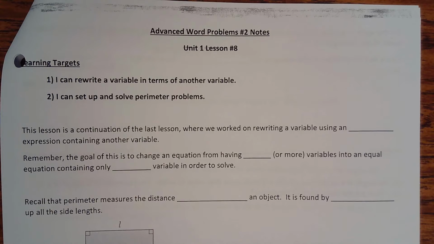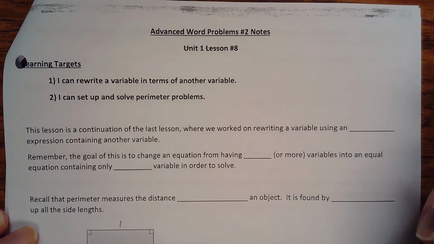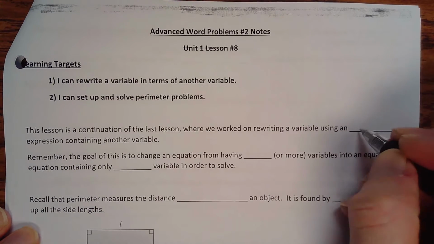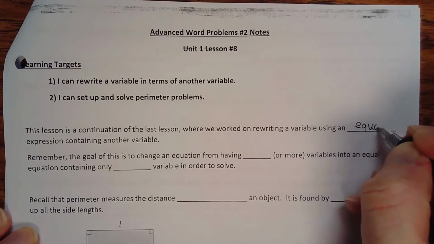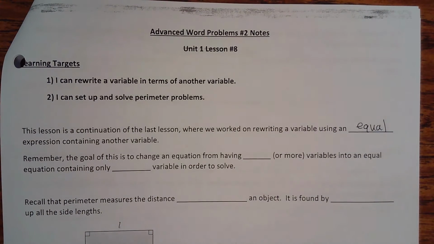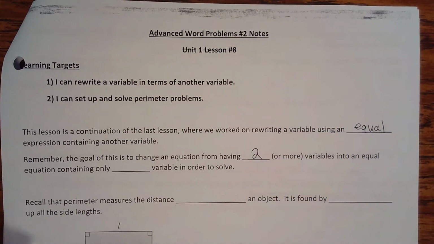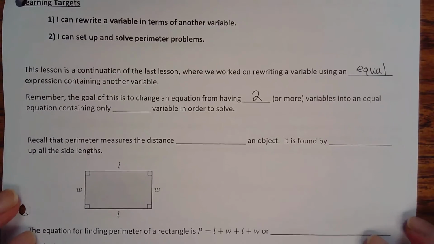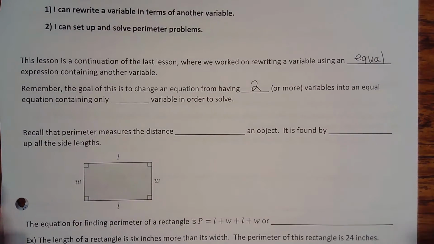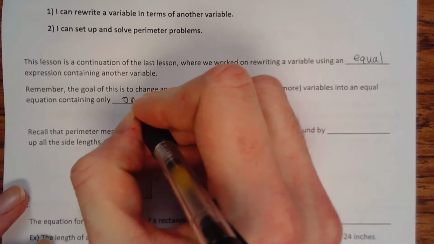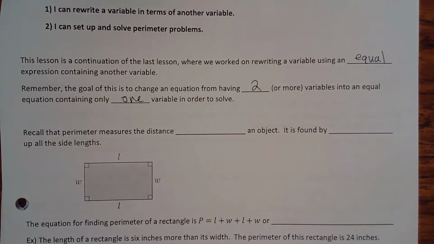This lesson is a continuation of the last lesson, where we worked on rewriting a variable using an equal expression containing another variable. So remember, the goal of this is to change an equation from having two or possibly even more variables into an equal equation containing only one variable in order to solve, because if there's one variable we can solve it.